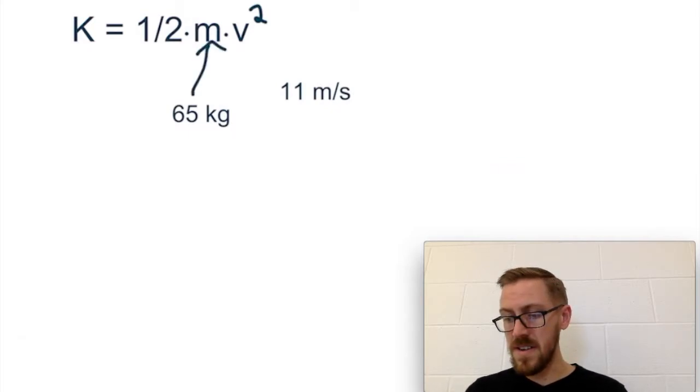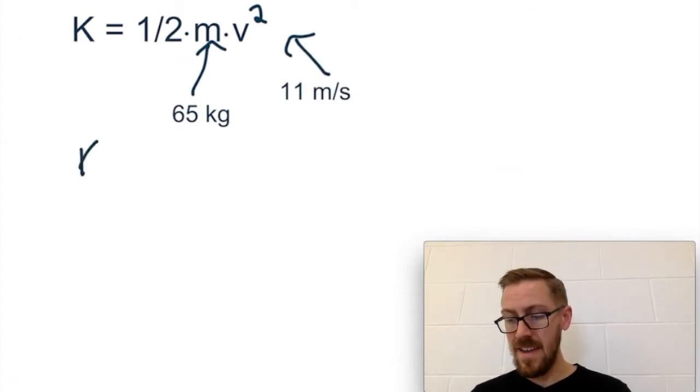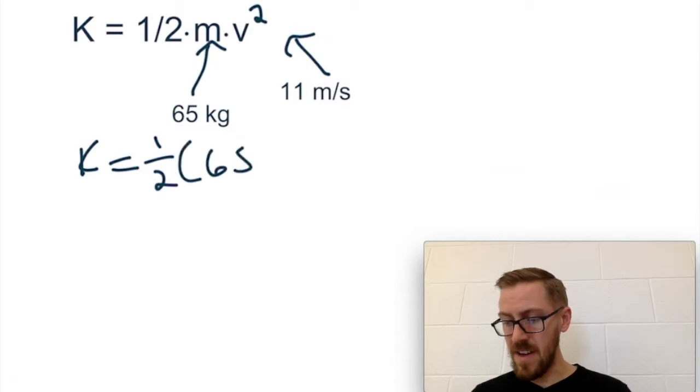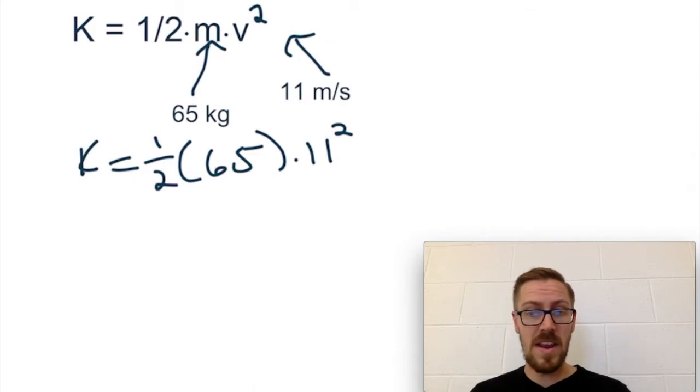So what you're going to end up getting is K equals 1/2 times 65 times 11 squared. And so all you have to do from this point is type it into your calculator. And if you want to get really detailed, you can break it down into multiple steps.